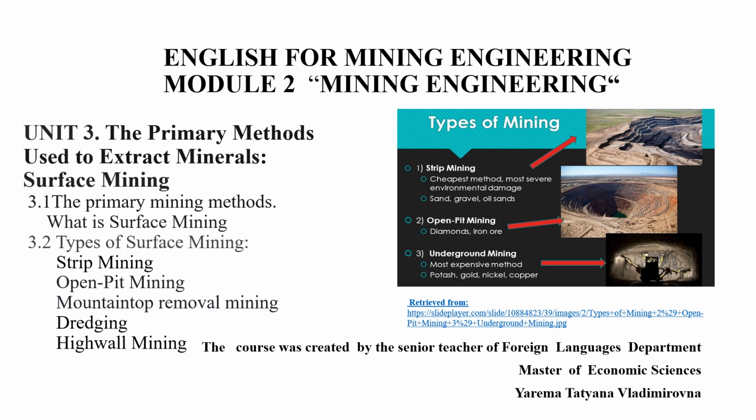Right now we're going to start Unit 3, the primary methods used to extract minerals, surface mining. 3.1, the primary mining methods. What is surface mining? 3.2, types of surface mining: strip mining, open pit mining, mountaintop removal mining, dredging, highwall mining.